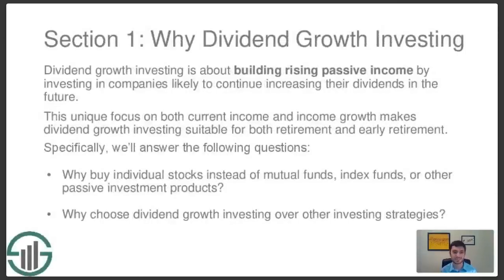Section 1, why dividend growth investing? Dividend growth investing is about building rising passive income by investing in companies likely to continue increasing their dividends in the future. Its unique focus on both current income and income growth makes dividend growth investing suitable for both retirement and early retirement. And when you think about the needs of retirement or early retirement, it's not just about current income. It's about income now, and hopefully income that's growing at least at the pace of inflation, if not faster. If your income is constant and not growing, the effects of inflation will erode it, where your purchasing power doesn't keep up.